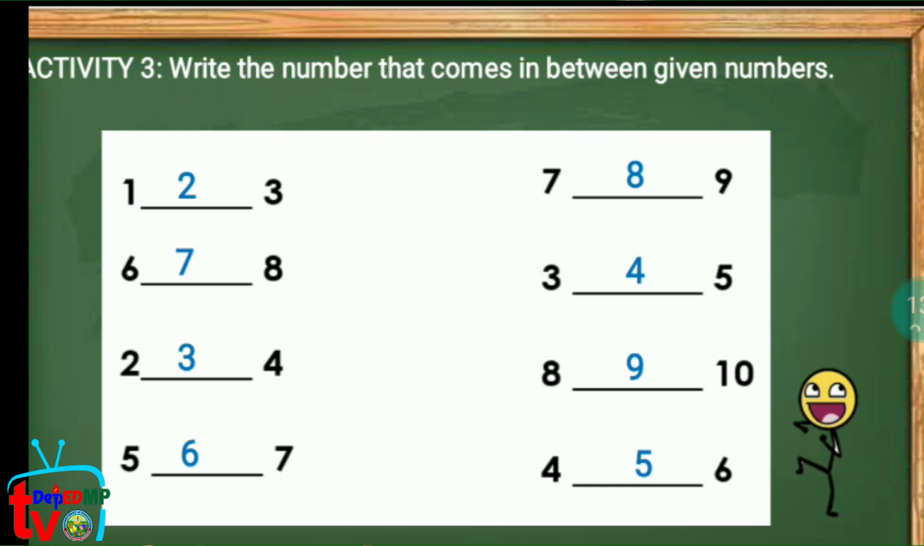If you're done, here are the correct answers. 2 comes in between 1 and 3. 7 comes in between 6 and 8. 3 comes in between 2 and 4. 6 comes in between 5 and 7. 8 comes in between 7 and 9. 4 comes in between 3 and 5. 9 comes in between 8 and 10. 5 comes in between 4 and 6.